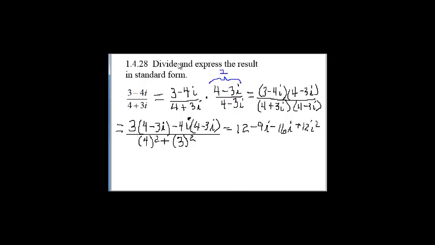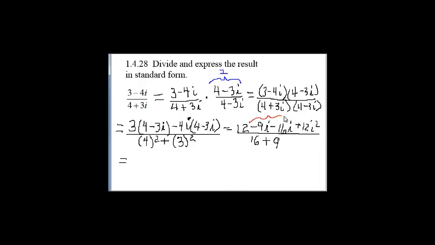Now, one of the things we need to have stored up in our memory is the product of a pattern like this, where we were multiplying a complex number times its conjugate. The square of 4 is 16, and that gets added to the square of 3, which is 9. And we also have to remember that 12i squared is negative 1.